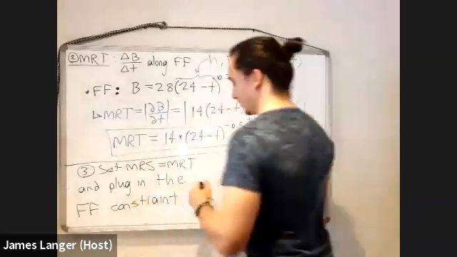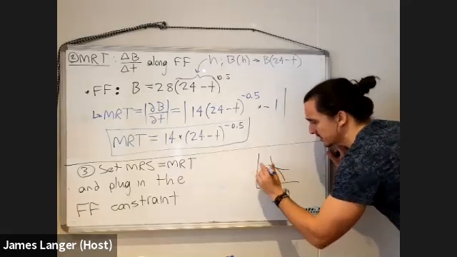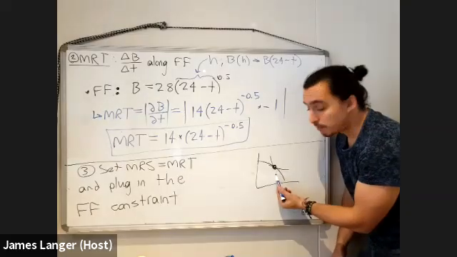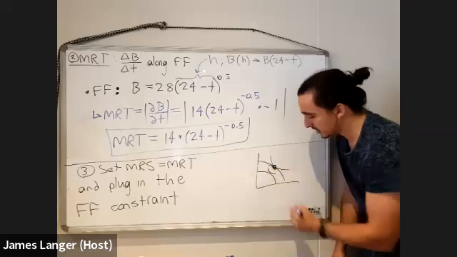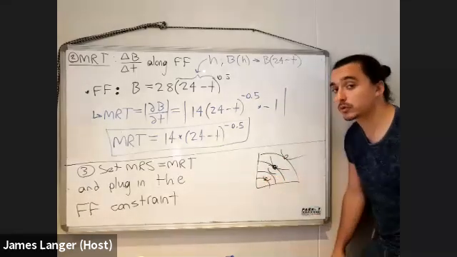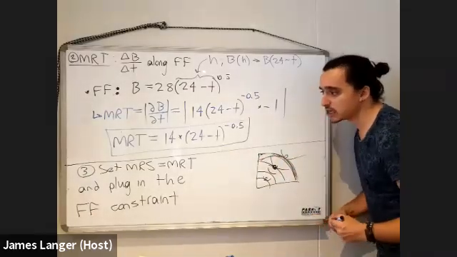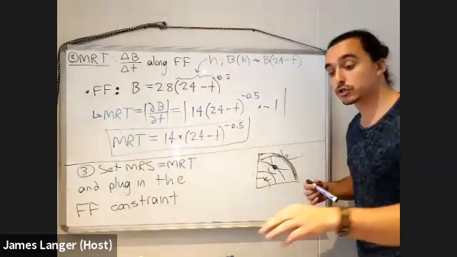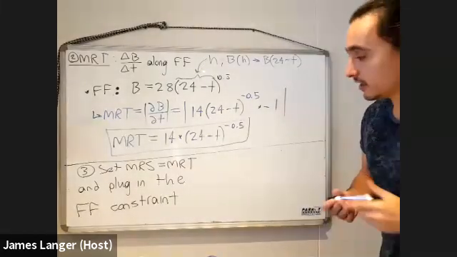This is really important because if we think of our graph, right, where we have tangency, we set MRS equal to MRT here, but if we just set MRS equal to MRT, we could have MRS equal to MRT here, we could have MRS equal to MRT here, right? There's lots of different points where the MRS could equal the MRT because you haven't defined the feasible frontier. So we don't just set MRS equal to MRT, but we have to plug in the feasible frontier constraint to ensure that that is satisfied as well, all right?